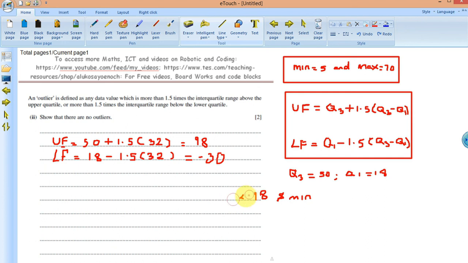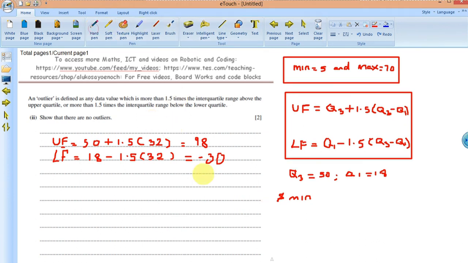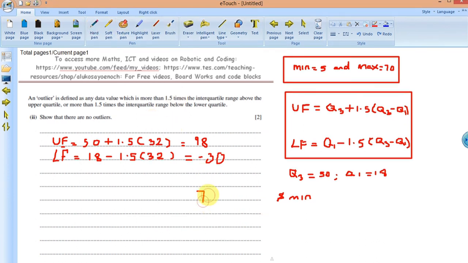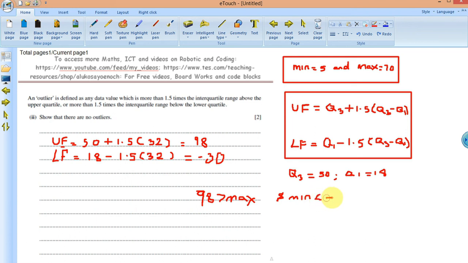Since they are fences, 98 is regarded as an outlier if it is in the data. So since 98 is greater than the maximum, the maximum is not an outlier. And also the minimum is greater than the lower fence, which is minus 30. So we can conclude that there are no outliers, because 98 and minus 30 would be regarded as outliers.